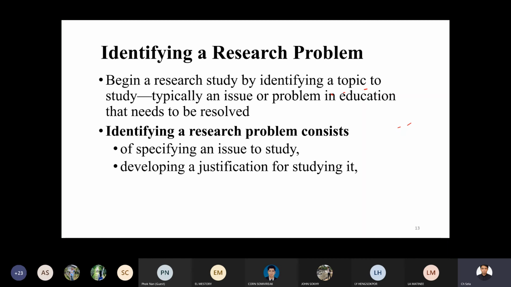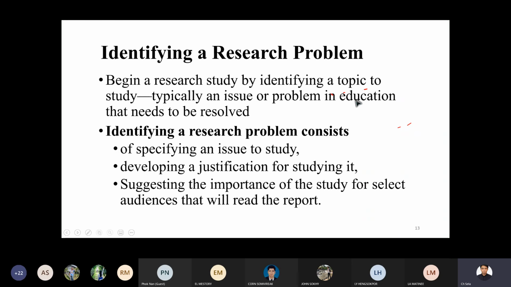You justify: should you do the topic on both teaching strategies and course book or learning material at the same time, or do you want to separate them? You want to focus only on the teaching strategies, and the course book you will do later on. It is a decision you can justify based on the time and resources that you have, especially the requirements from the university or the publisher where you want to publish, and suggesting the importance of the study for select audiences that will read your report.